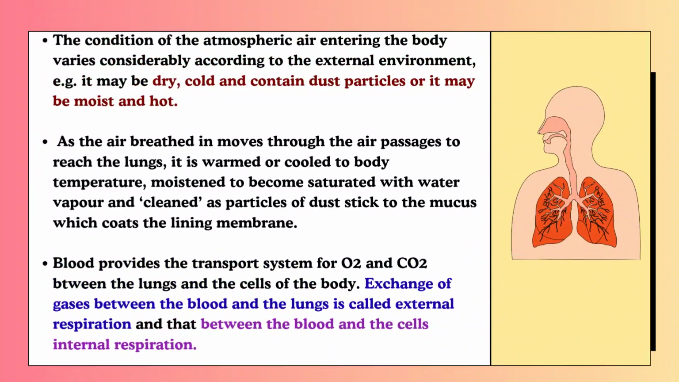coats the lining membrane. Blood provides the transport system for oxygen and carbon dioxide between the lungs and the cells of the body. Exchange of gases between the blood and the lungs is called external respiration, and that between the blood and the cells, internal respiration.